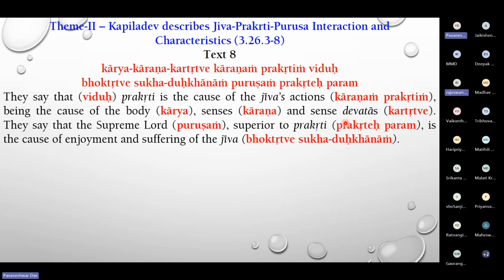Yeah, she said rightly. Karta is a doer. He is kartrutva. Karma is the activity being done, activity or action being done. That is karya. And kriya, जिसके द्वारा कार्य संपन्न, it is through karana.